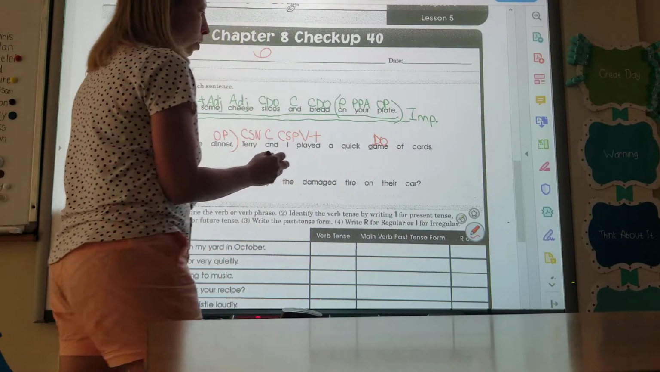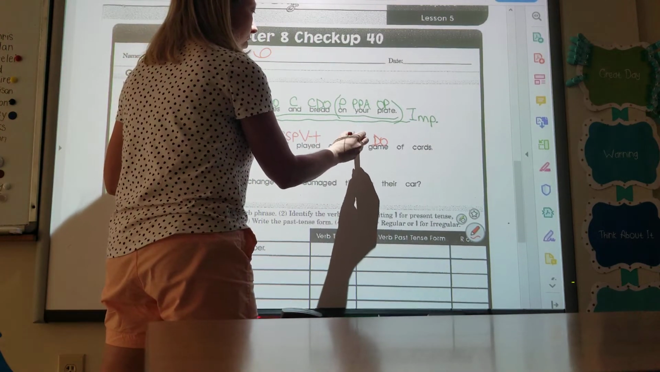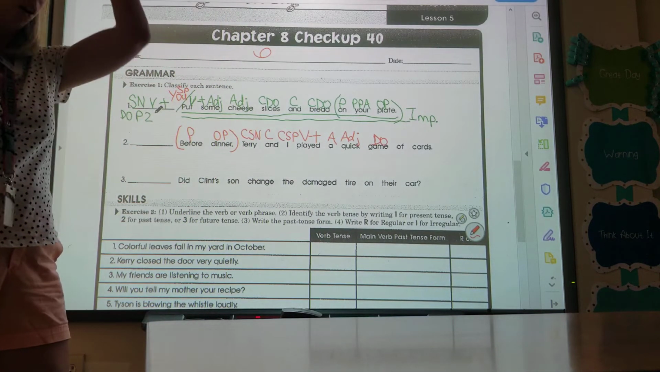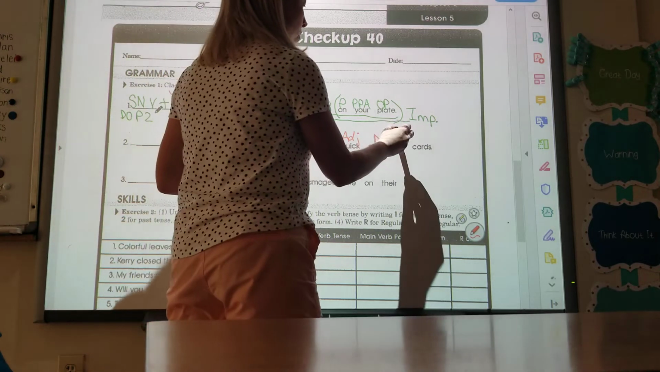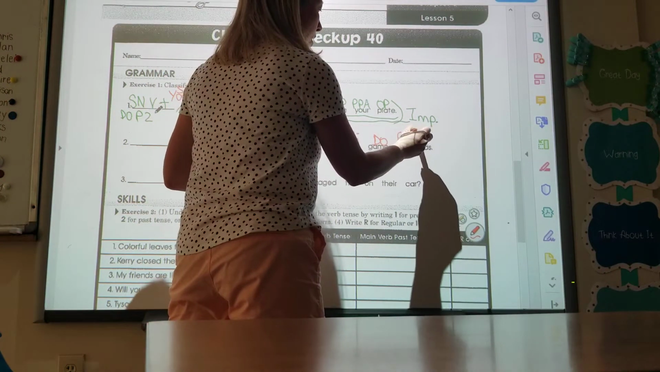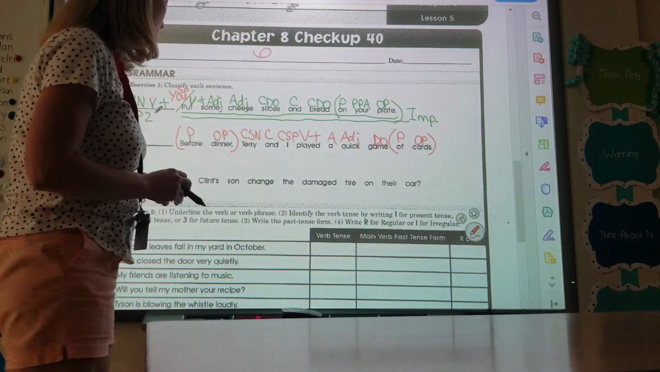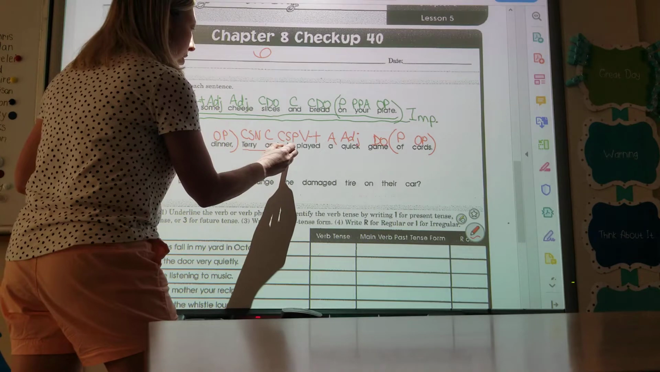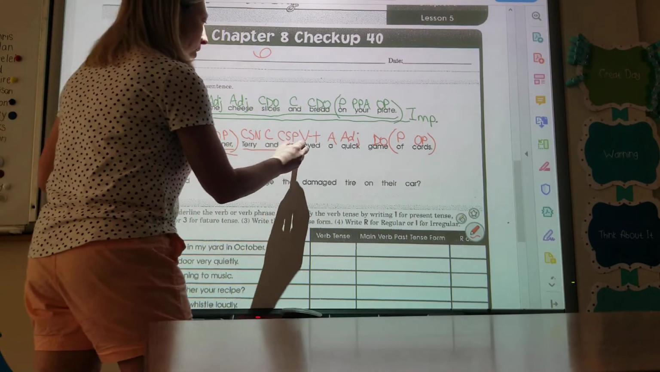All right, so what kind of game was it? It was a quick game, that's an adjective. And then article adjective for A. And then of cards. Of is a preposition. Cards is the object of the preposition. Draw that parentheses around that prepositional phrase. All right, so Terry and I is the complete subject. Everything else is the complete predicate.